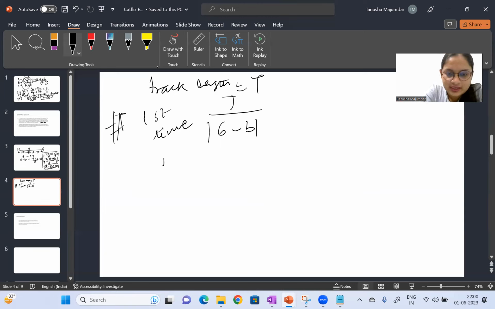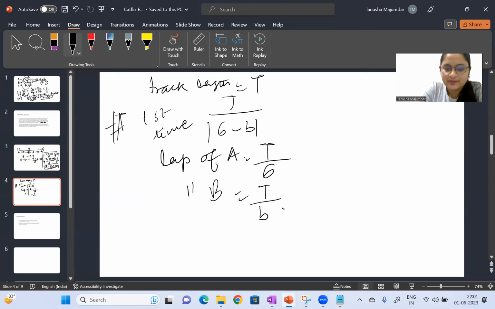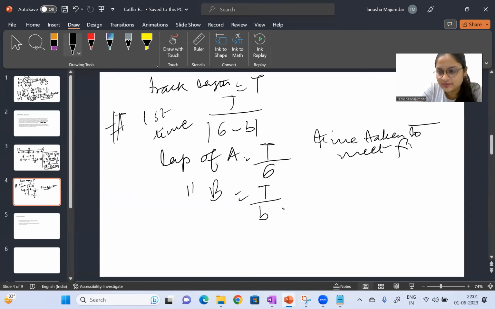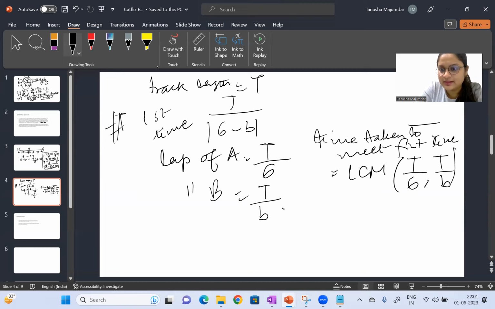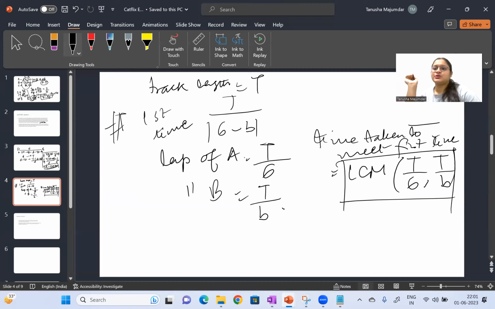Now how much time does it take for the lap of A? It is T by 6, right? Because the speed is 6 meters per second. So to complete one lap, it takes T by 6. Then what is the same for B? It's T by b. So the time taken to meet for the first time is the LCM of T by 6 and T by b, right? This is a formula that you should be knowing by now.